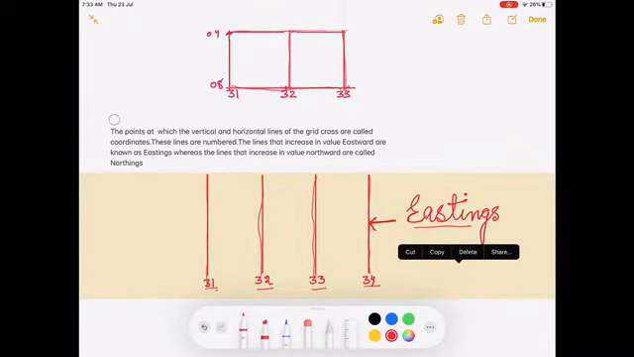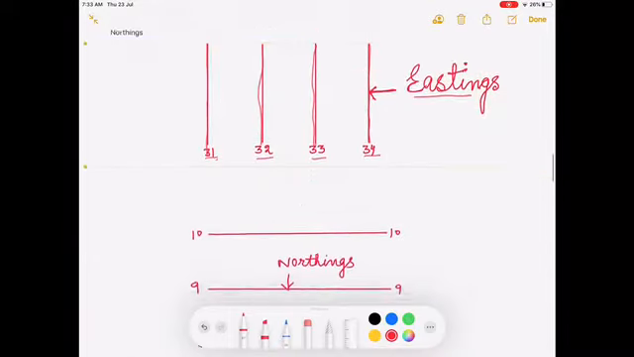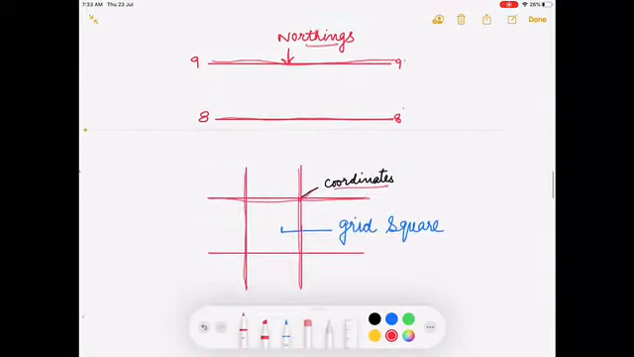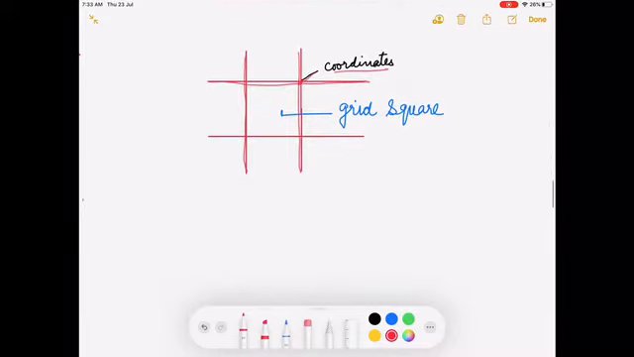And the lines that increase in value towards the north are called northings, like this. These are the horizontal lines, and their number is increasing toward the direction of the north. So that is why these lines are known by the name northings. Where these lines meet, intersect, this point is known as a coordinate, and they form a square that you can see here, and that is why it is known as a grid square.